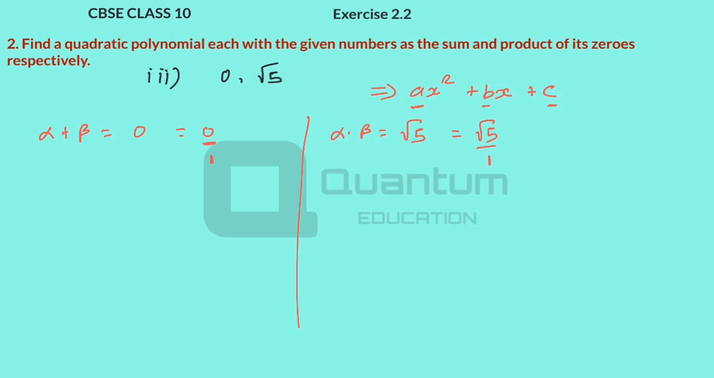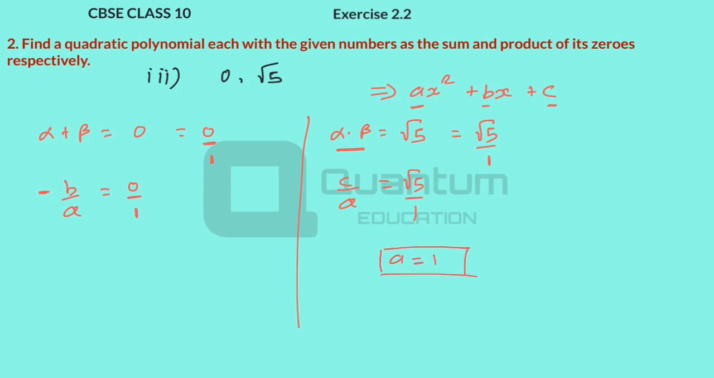Now alpha plus beta is equal to minus b upon a. So minus b upon a is equal to 0 upon 1, and alpha into beta is equal to c upon a. So c upon a is equal to root 5 upon 1. Now as we can see here, the value of a is 1. On the other side, a equals 1. So the final value of a is 1.